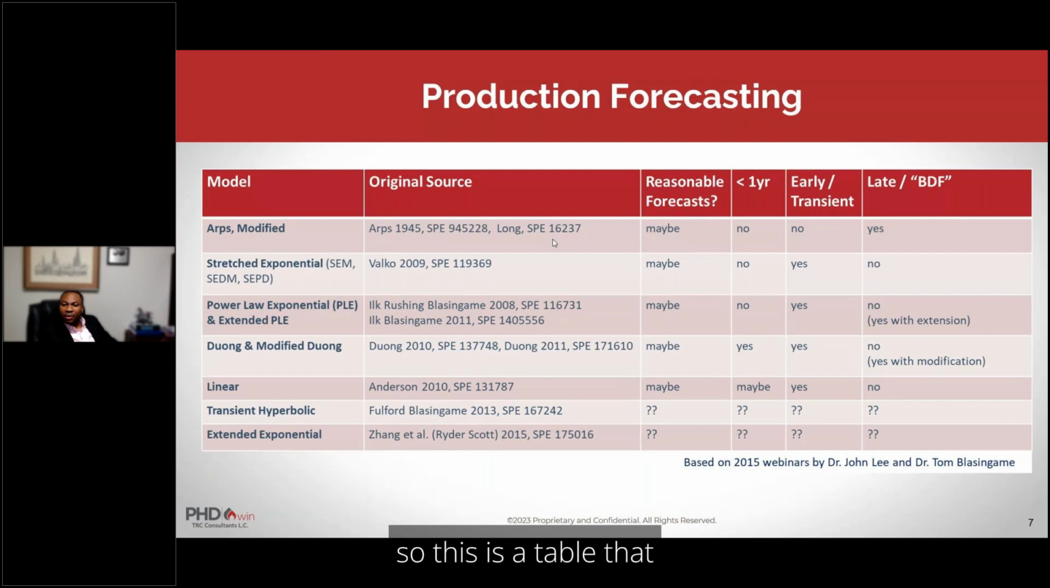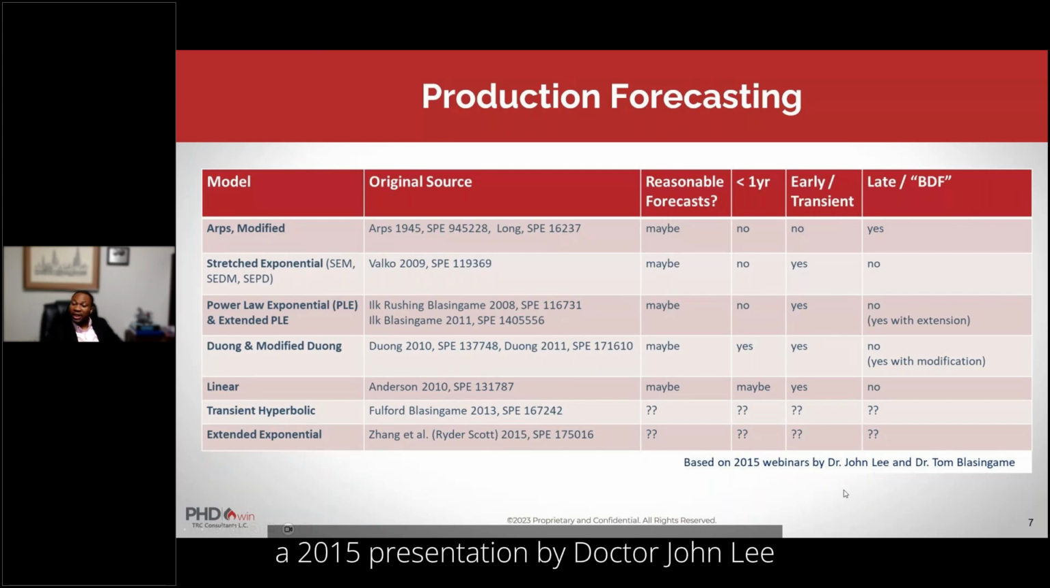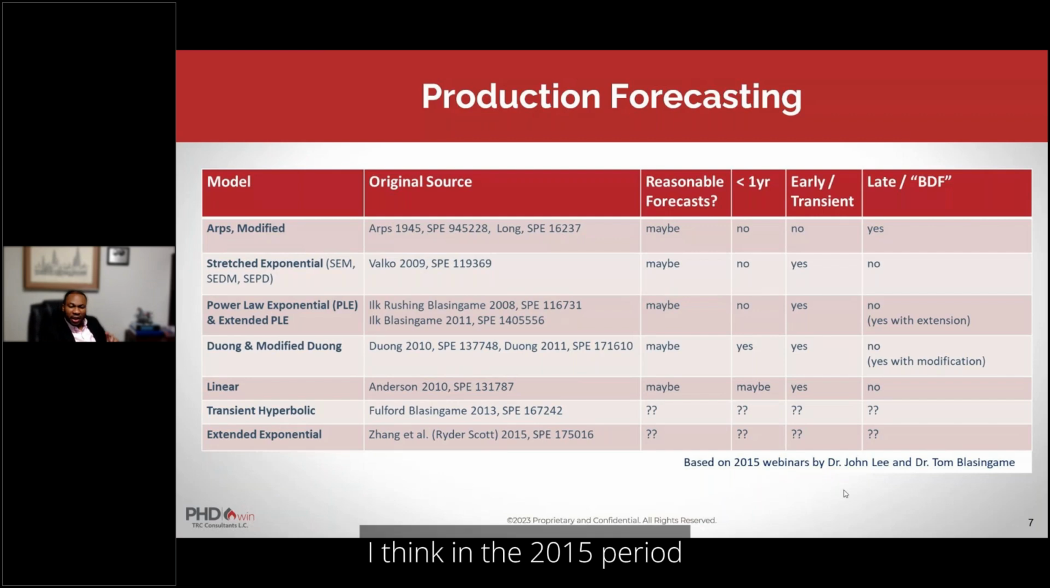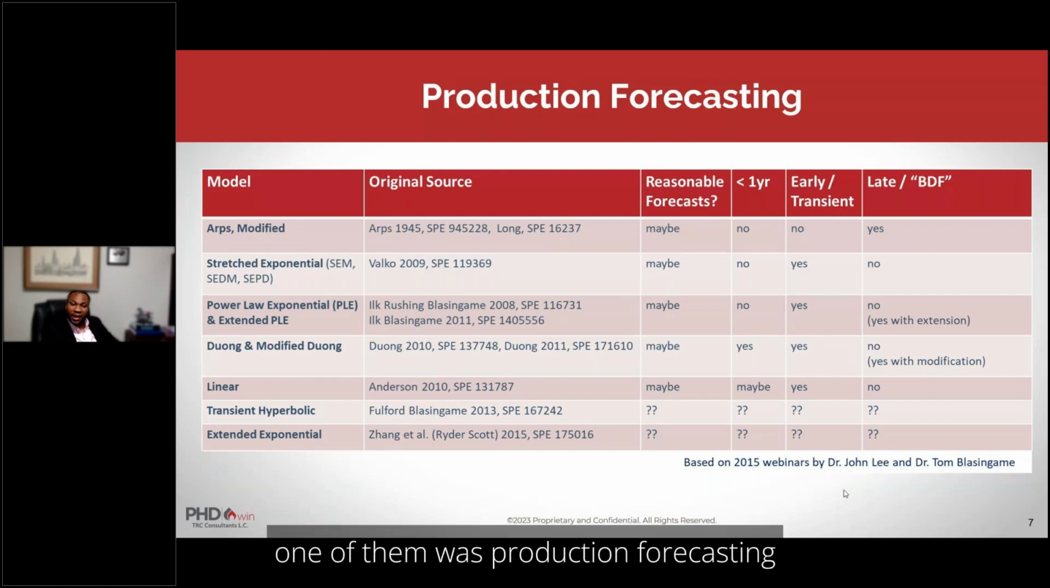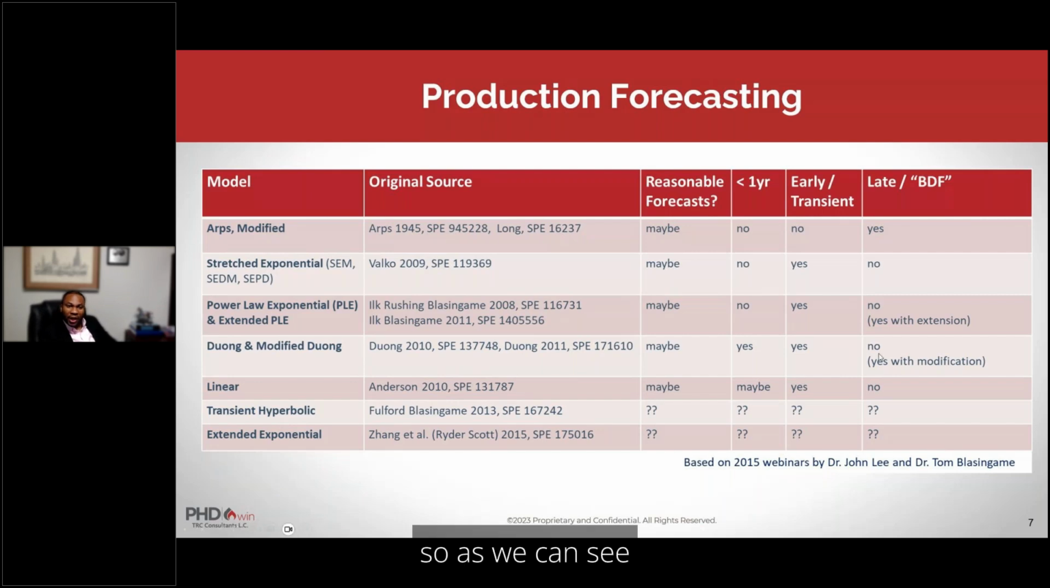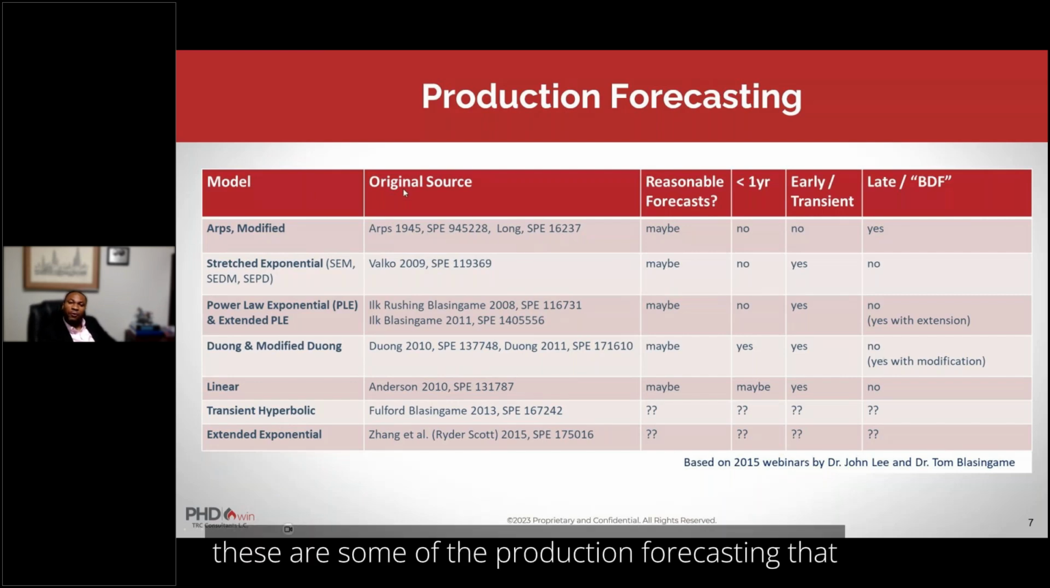So this is a table that was generated from a 2015 presentation by Dr. John Lee and Dr. Blassingame. I think in the 2015 period, SPE had a series of webinars to talk about different topics. One of them was production forecasting. So as we can see, these are some of the production forecasting methods being used in the oil and gas industry when we talk about decline curve analysis.